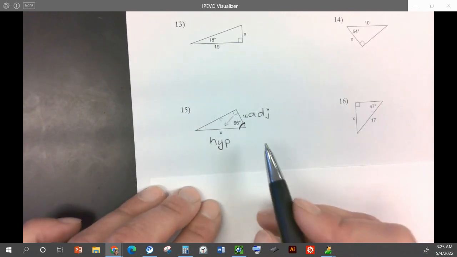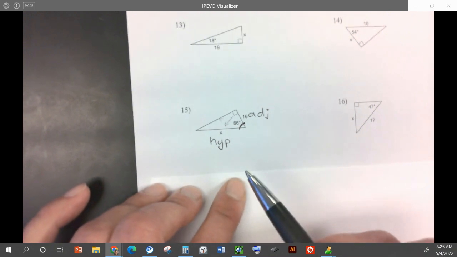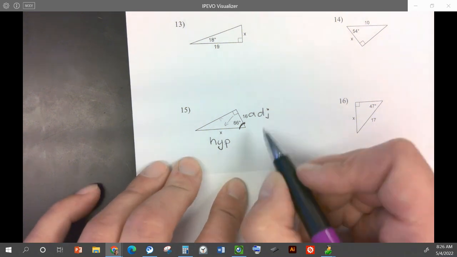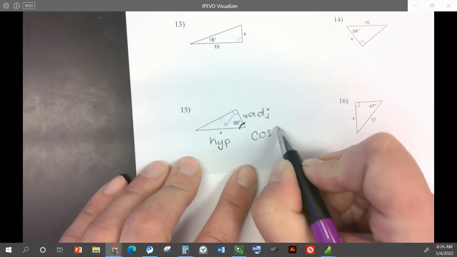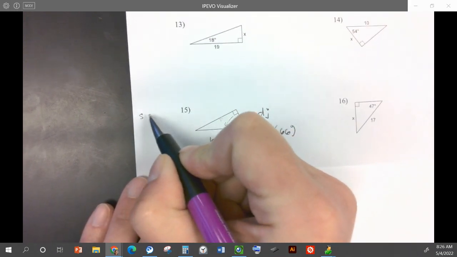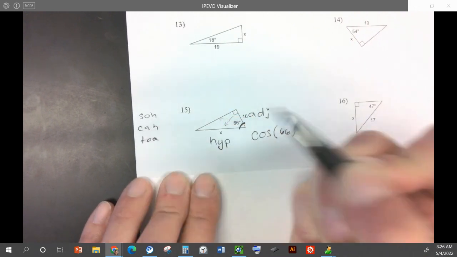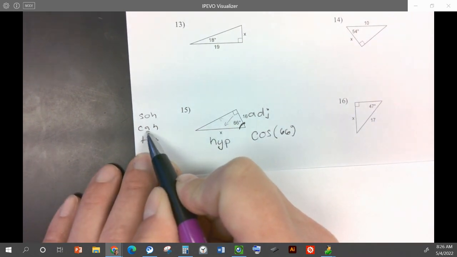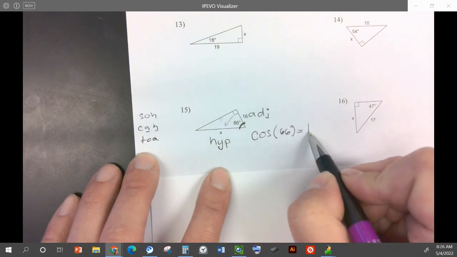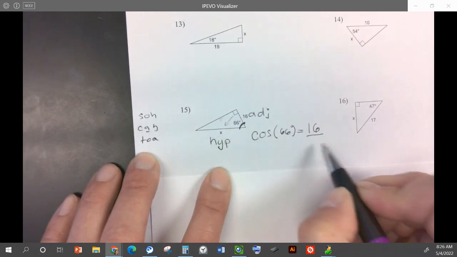So which trig function relates the hypotenuse and the adjacent to the angle? Good. Perfect. So cosine of 66. So we can write this over here. SOH CAH TOA: cosine is the adjacent over the hypotenuse. So adjacent is 16. Hypotenuse is x.